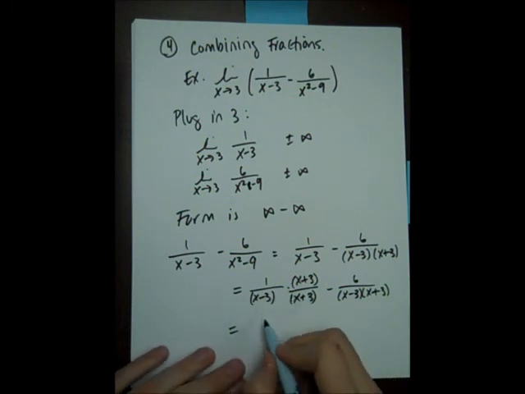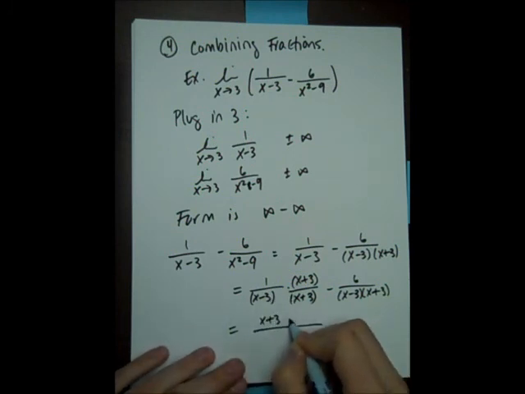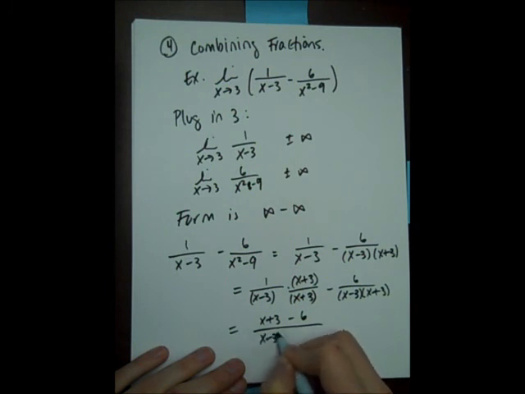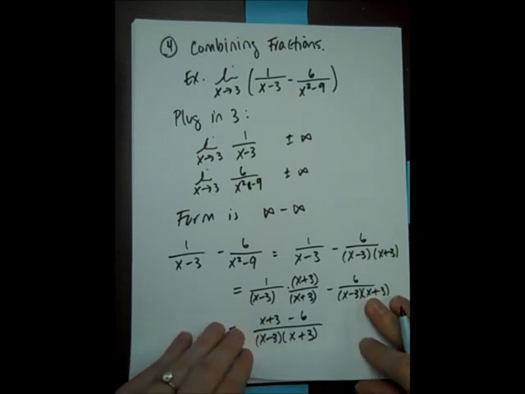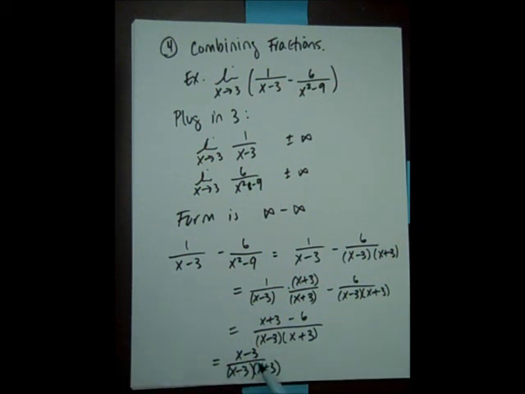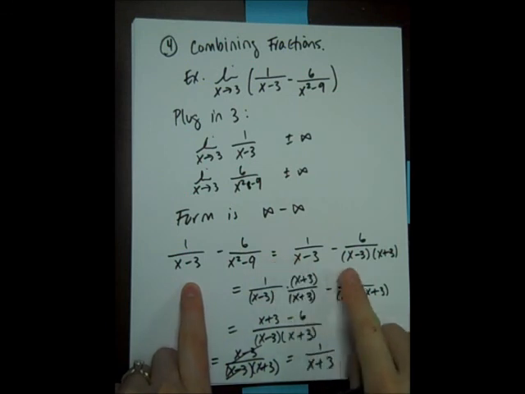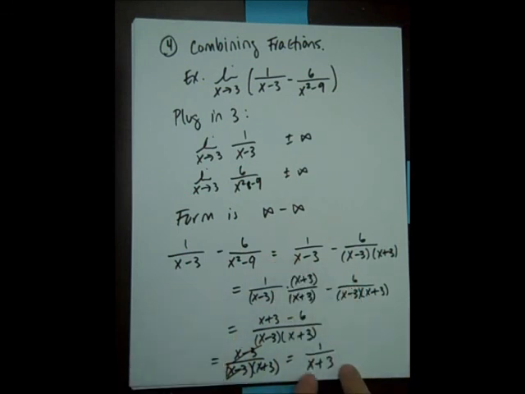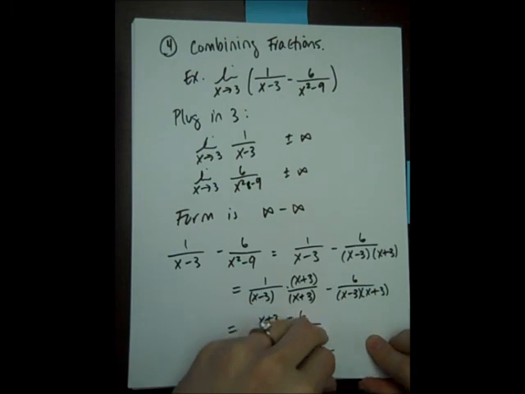Now combine these, so I'll get x plus 3 minus 6 over x minus 3, x plus 3. Let's see here. X plus 3 minus 6 is x minus 3 over x minus 3 times x plus 3. My x minus 3's are going to cancel, so I'm just left with 1 over x plus 3. So I combined these two fractions by finding a common denominator. Once I combined them, I got 1 over x plus 3.